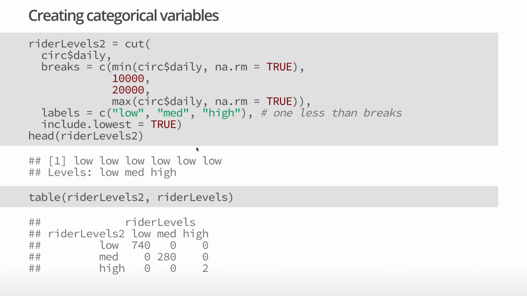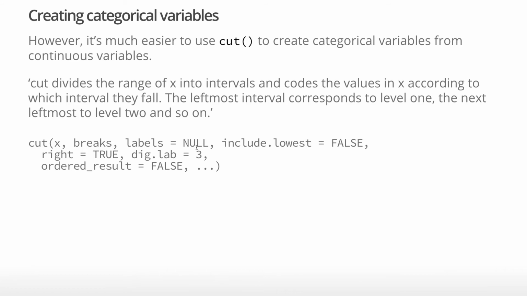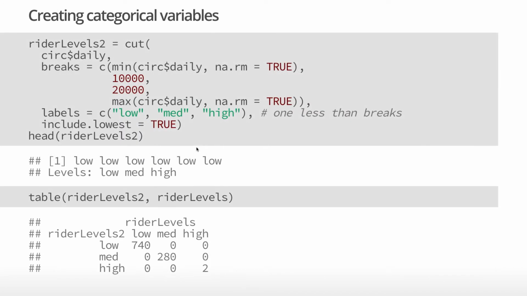So, for example, if we said this to be false, this is a very bad thing the way we constructed it, because for the daily ridership, we take the minimum. So, for that record, that is the minimum ridership. If we didn't say include.lowest equals true, that's going to be set to missing. Not a good thing. Also, we don't have to say right equals true, because that's the default. We already know that. So the specific row that has the maximum ridership is already going to be included in the highest category.